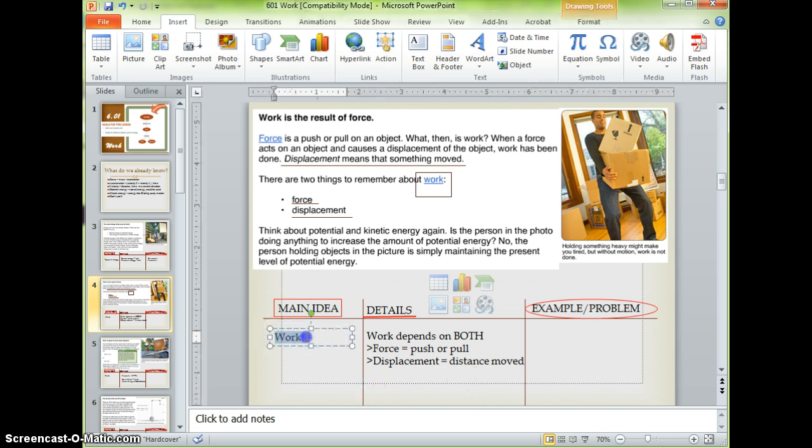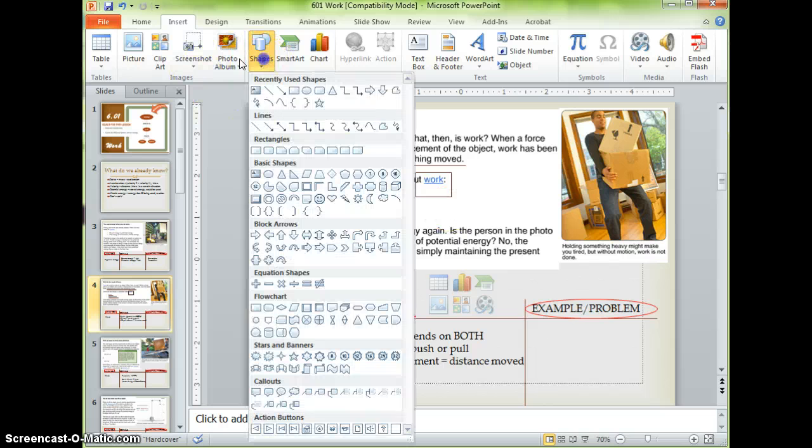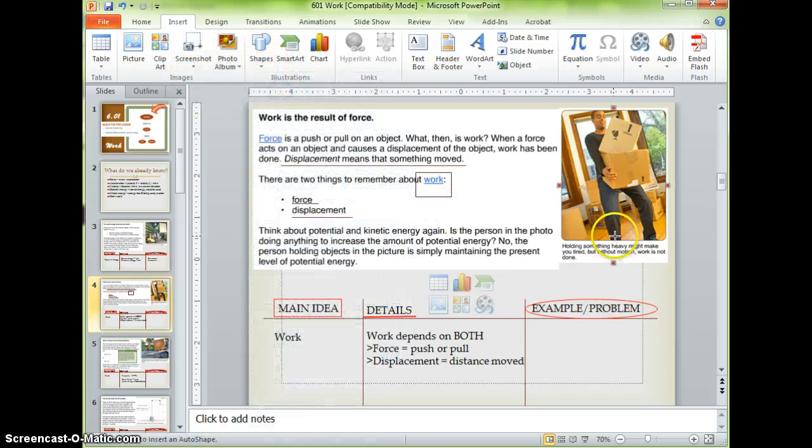Work is our main idea. Work is how much force, how much push or pull, how strong is the push or pull, and how far did the object move because of that push or pull. Now here's a guy with a box. You should be able to take this example and put it in your own words down here, right?